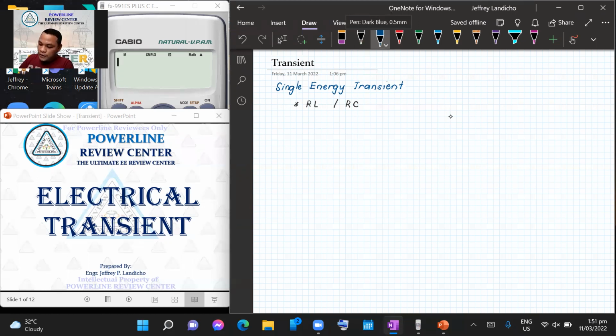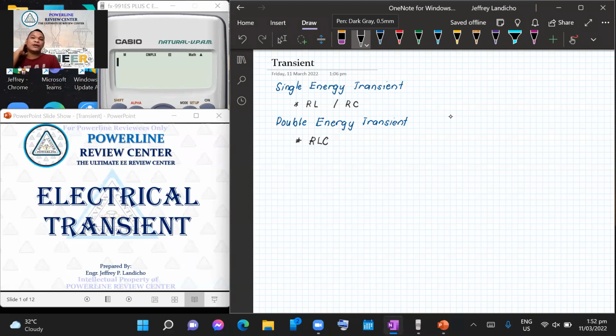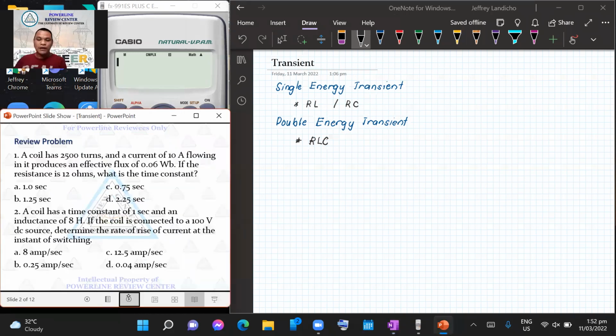Then, kung may single, meron din tayong double energy transient. So, pag double energy, ibig sabihin, we have now two parameters available that are capable of storing energy. So, pwede natin ma-encounter dyan yung ating RLC. Para bumalik lang tayo kay RL, analysis lang ng ating RL at RC at RLC doon sa tinatawag natin transition period or transient current. So, balikan natin yung iba pang topic under transient as we try to solve this given problem.